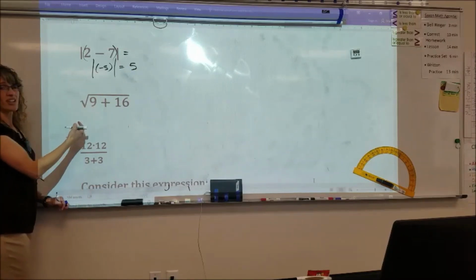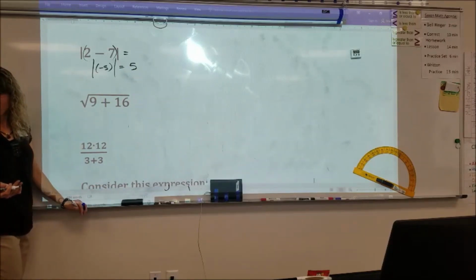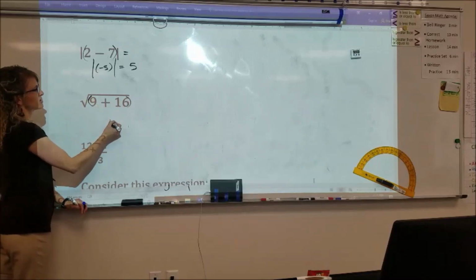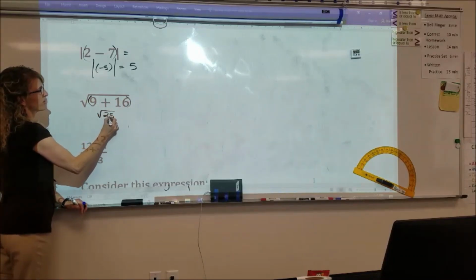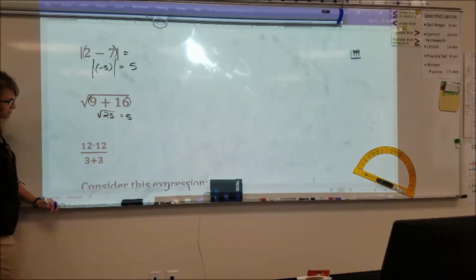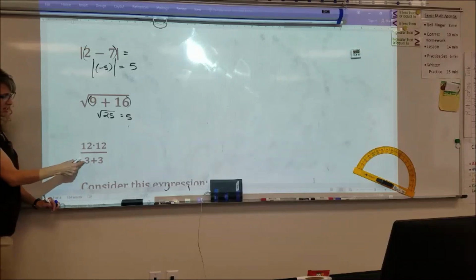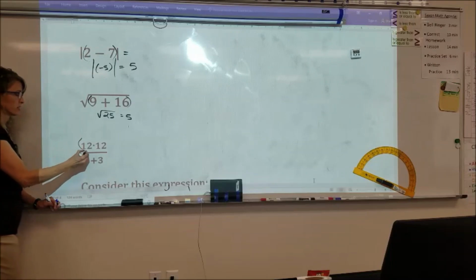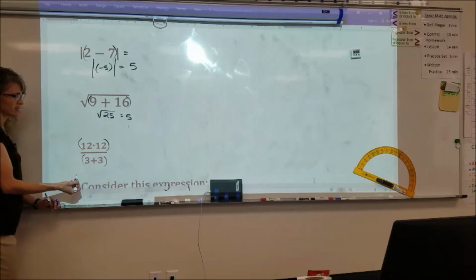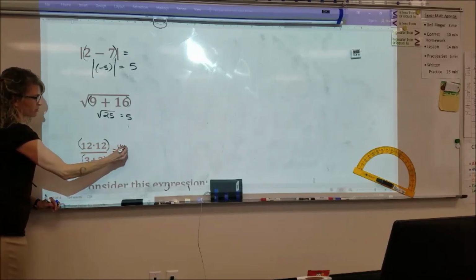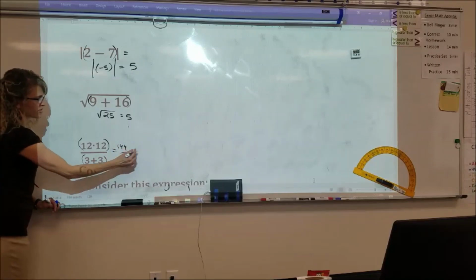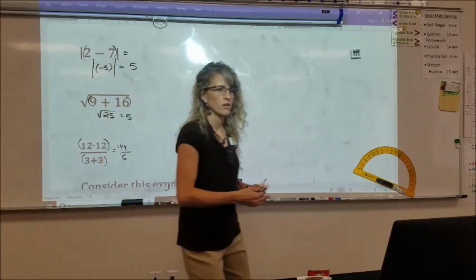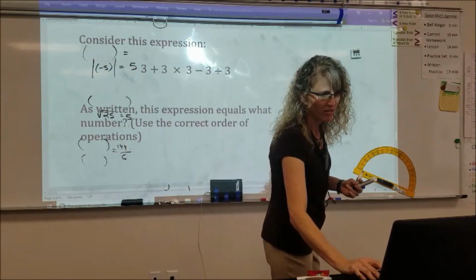Should I take the square root of 9 and the square root of 16? No. Treat it like it has parentheses. So add it first, it'll be 25, and that equals 5. Should I divide the 12 and the 3? Because that would be pretty easy. No. Treat it like it has parentheses. Do the top first, 144, and then the bottom, and then divide after that. I'm not going to finish answering just for the sake of time.